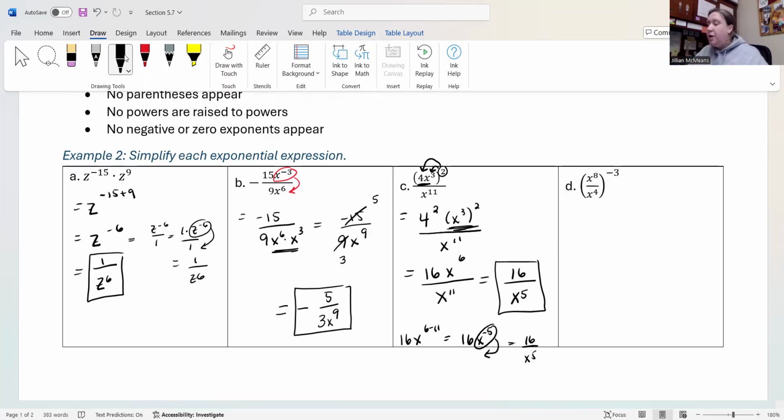Okay. Now, finally, part D is a little tricky. Some books do teach you a quotient to a negative power rule. We don't have that rule in this book, so we just have to go about this the way we know how. So this exponent on the outside is going to come into each part of this quotient. Okay. So I'm going to get x to the 8th to the negative third divided by x to the 4th to the negative third. This is one way to do it. I'll show you another way in a minute.